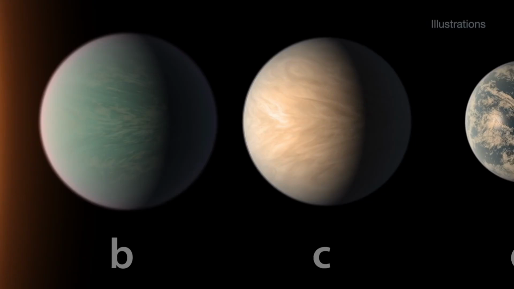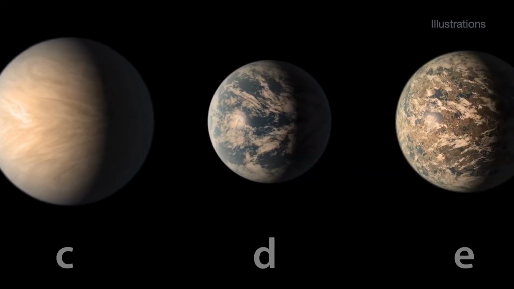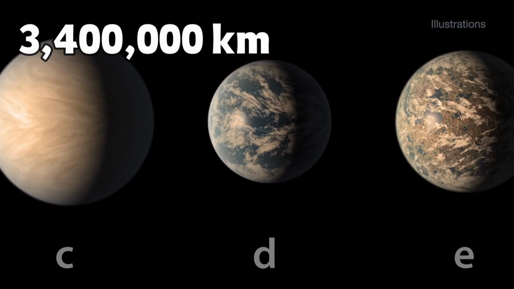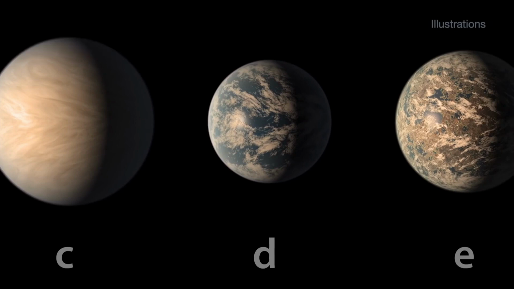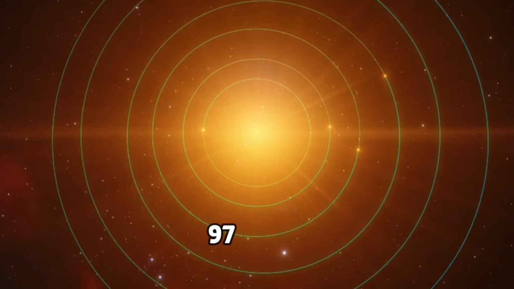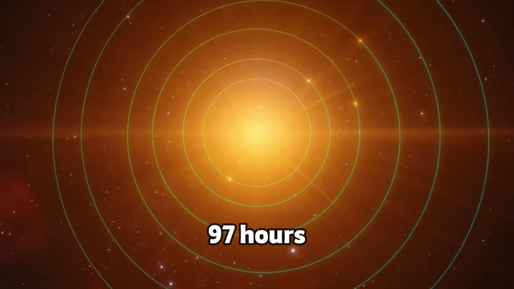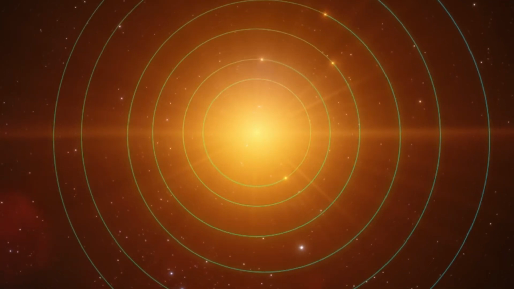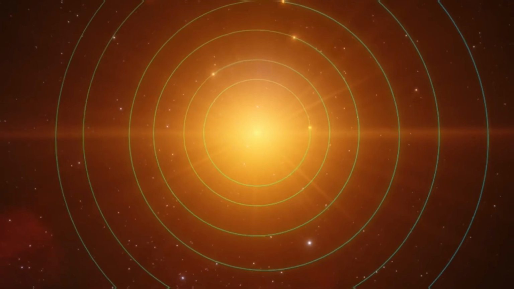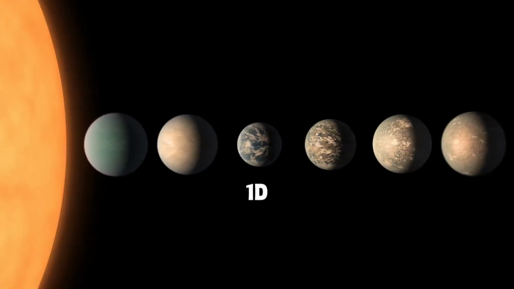The next planet is TRAPPIST-1d. This is only 1 million kilometers away from c, so 3.4 million from the star. 1 year on this planet is extremely short, 97 hours. This planet is much smaller than Earth, only 70%, and that means its gravity is a little bit weaker as well.